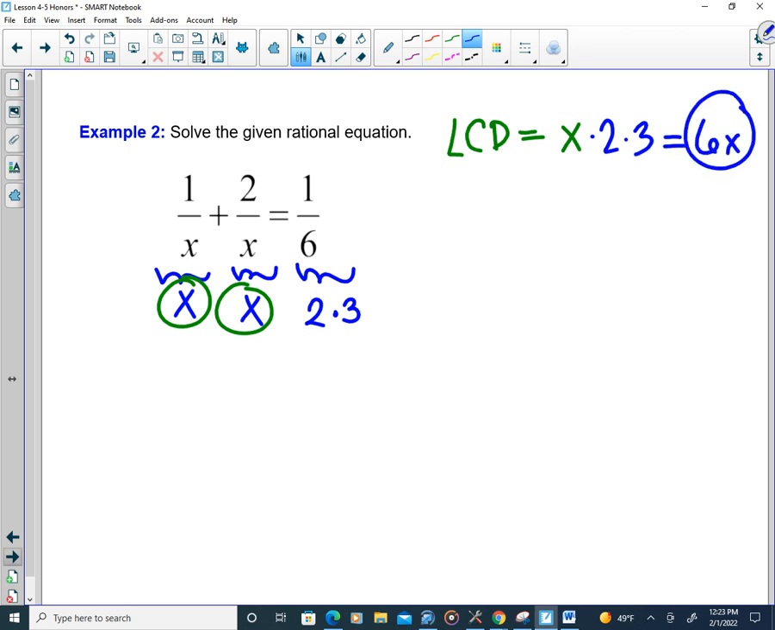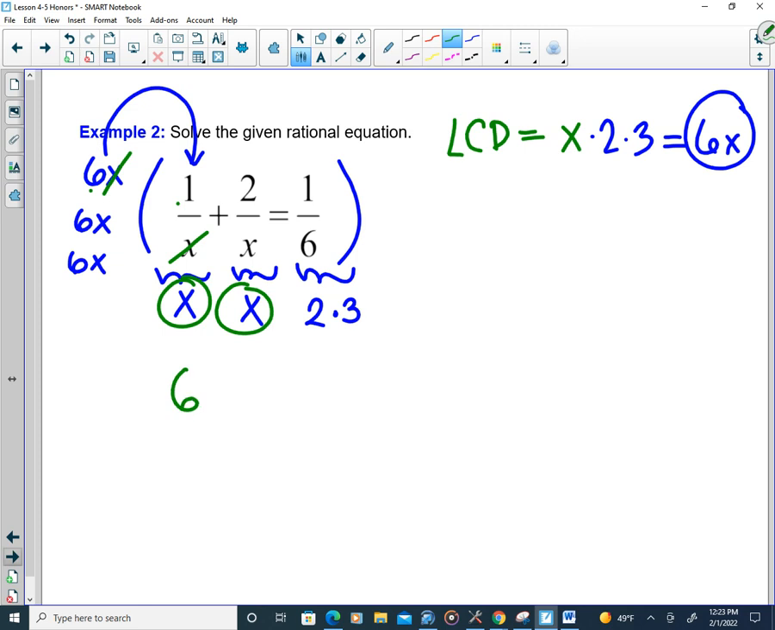So I'm going to multiply this whole equation by 6x. And I have to do it 3 times because I have 3 terms. So I'm going to take 6x times 1 over x. The x in the bottom will cancel the x up here. So this just becomes 6 times 1, which is 6. And I'm going to do it again.